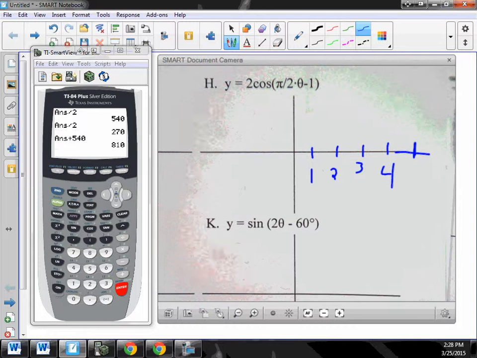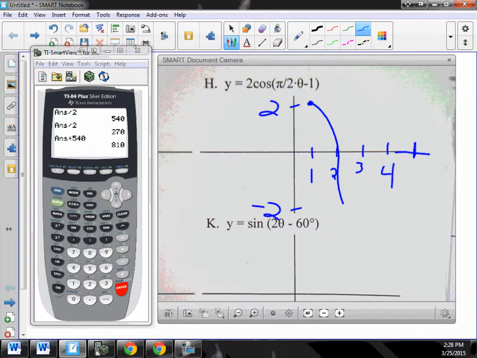And it's a cosine, but it's a 2 cosine, which makes it twice as tall. So it maxes at 2 and mins at -2. So top, middle, bottom, middle, top. Like that. Did everybody understand that?